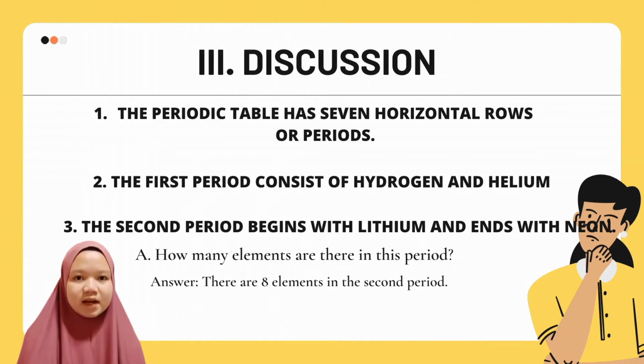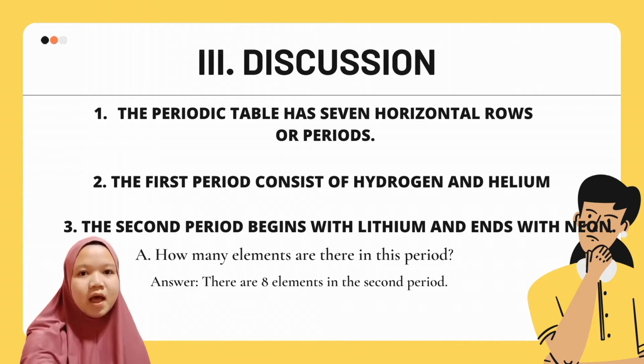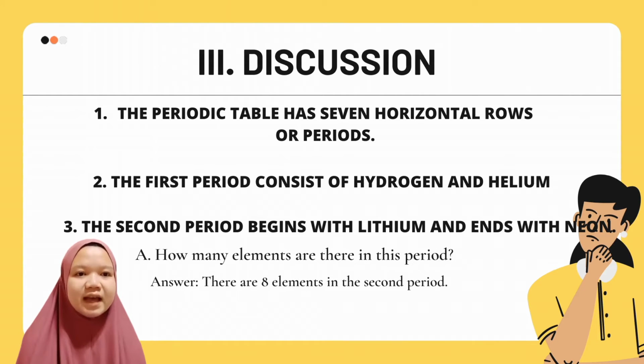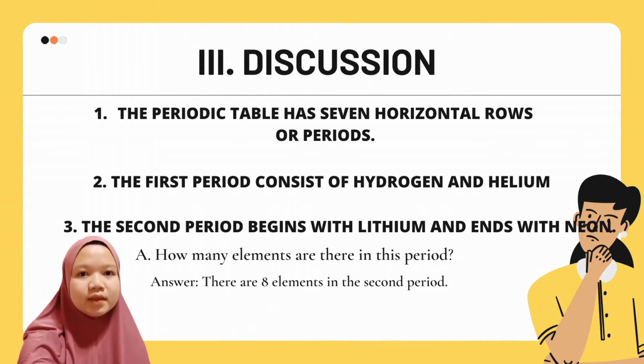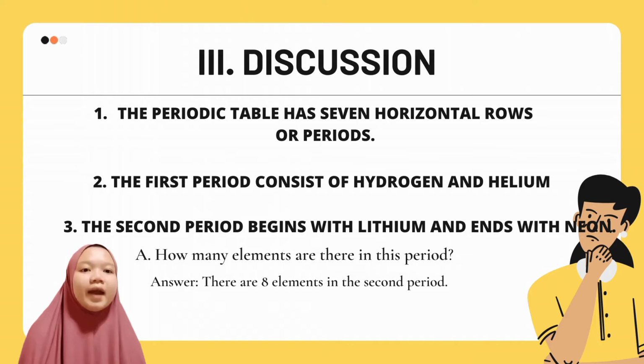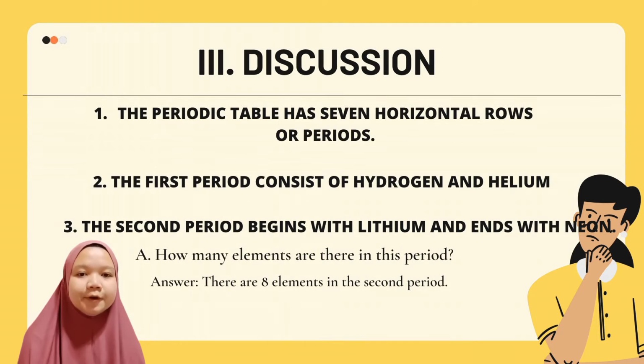So there are discussions. First discussion, the periodic table has 7 horizontal rows or periods. The first period consists of hydrogen and helium. Third, the second period begins with lithium and ends with neon. So the question is, how many elements are there in this period? The answer is there are 8 elements in the second period.